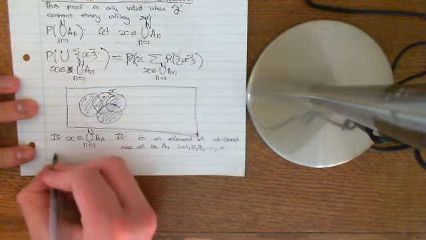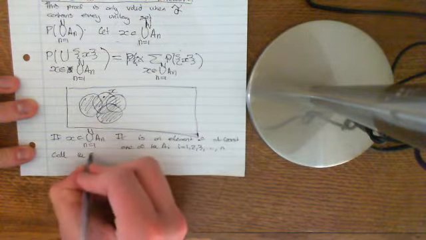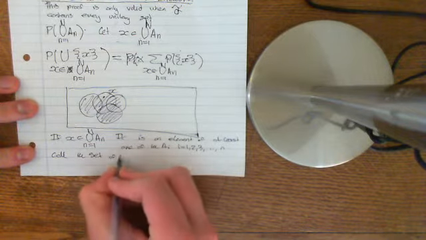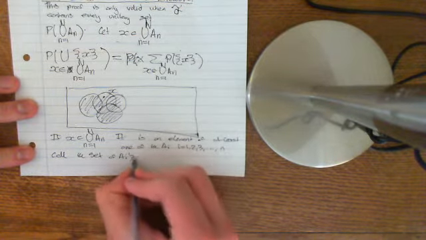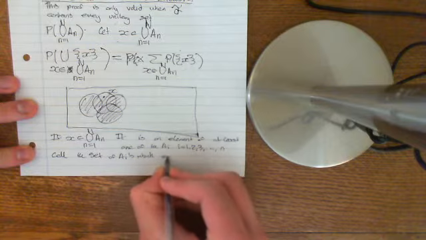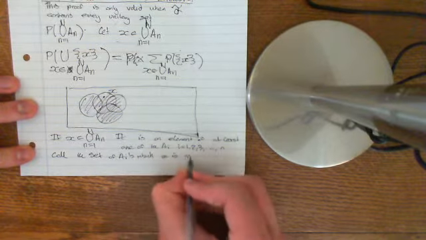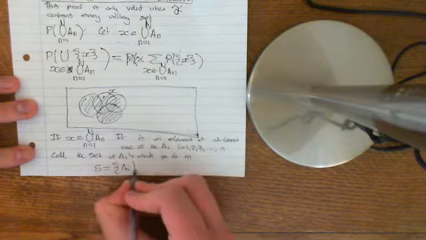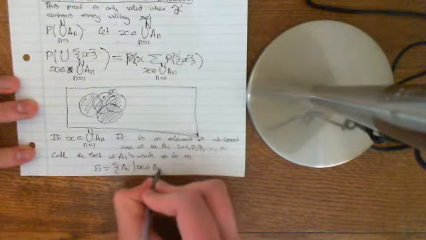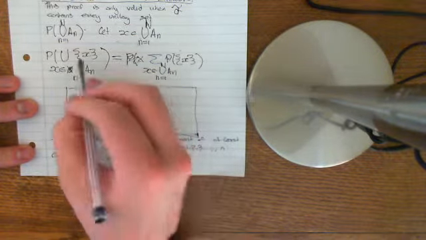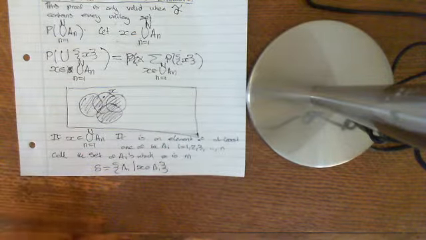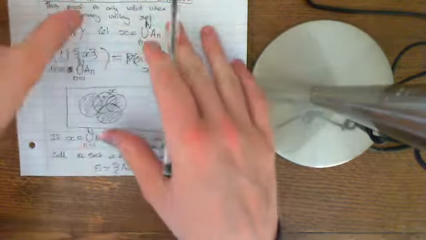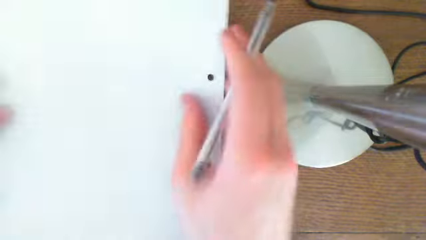Call the set of Ai's which x is in S. So S is equal to the set of Ai's such that x is an element of Ai. So put all of these sets that you're unioning together which contain x in this set. And so it's in at least one of them, so this isn't an empty set.